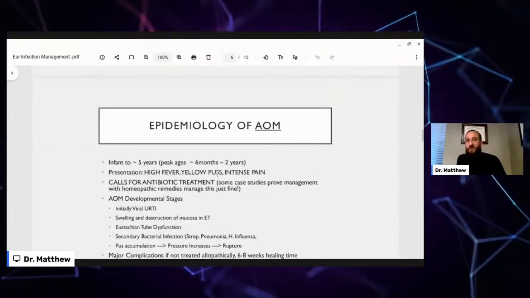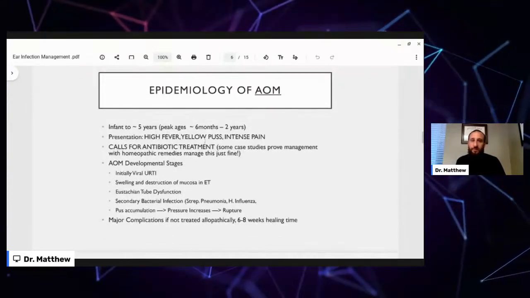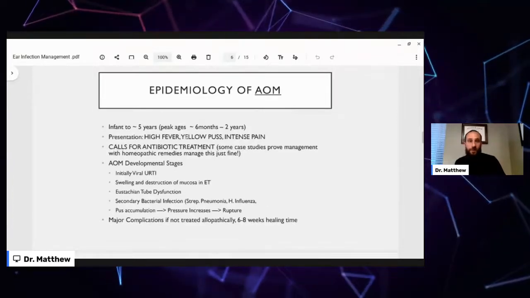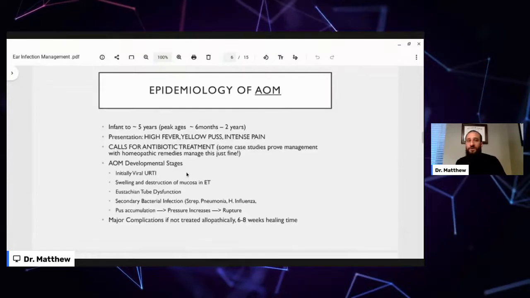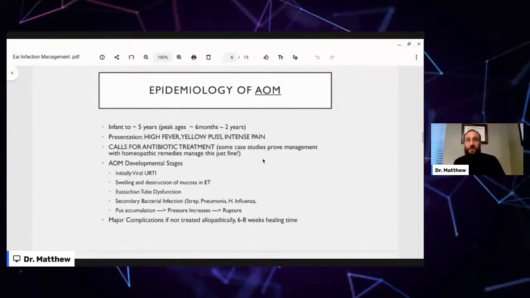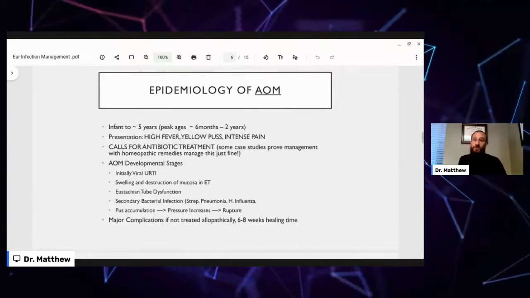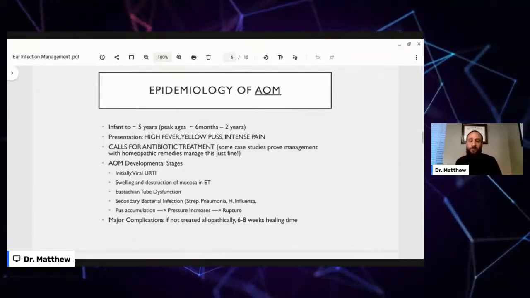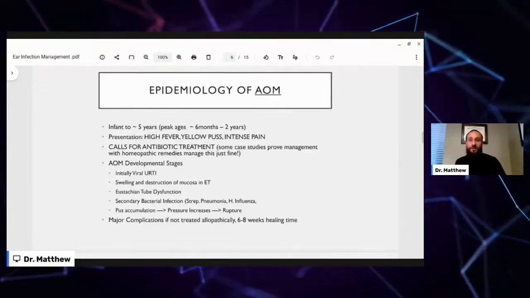Acute otitis media, so this is more of the bacterial. Again, infants to 5 years of age, the peak is between 6 months and 2 years. This will present with high fever, yellow pus, intense ear pain. This can call for antibiotic treatment in some cases. However, there are some studies that prove management with homeopathic remedies manage this just fine. So just because I wrote down it does call for antibiotic treatment, doesn't mean you can't use homeopathy to remedy this.